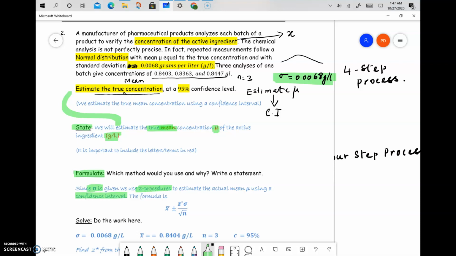Important thing to say is why. Why are we using a Z procedure? Because sigma is given to us in the problem. And you always end formulate with the entire formula, because once you write down the formula, that's when you start thinking about what exactly you need in order to solve the problem completely and come up with a confidence interval.